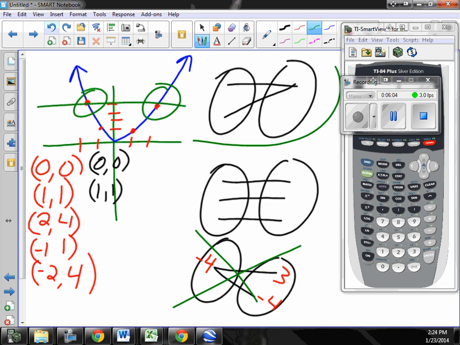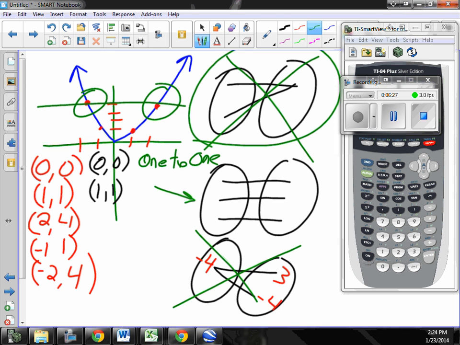Does this one have an inverse? No, because when I switch the x's and y's, we have one x going to two y's. So this one is not invertible because it fails the horizontal line test. If a function passes the horizontal line test, like this one, it's called 1-to-1, sometimes written 1-1.